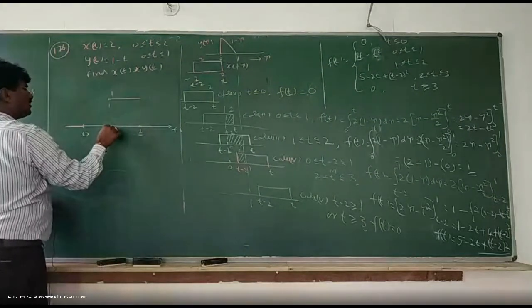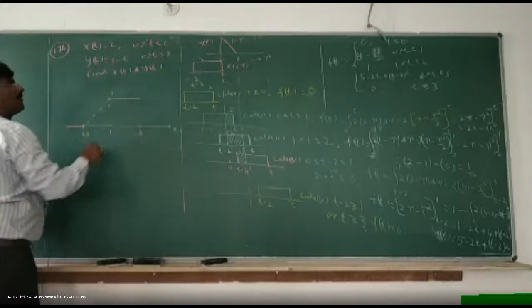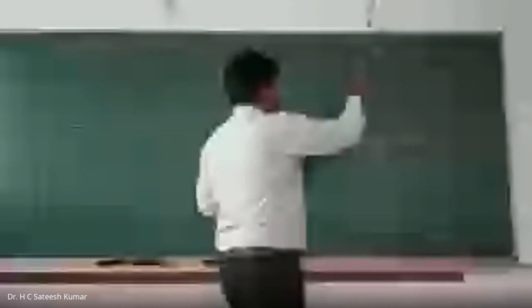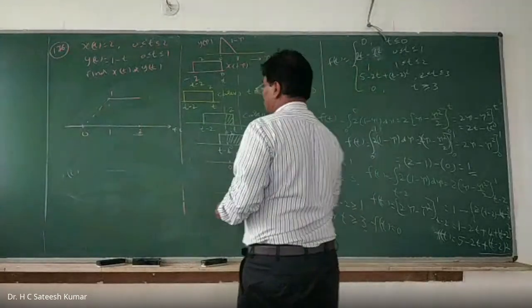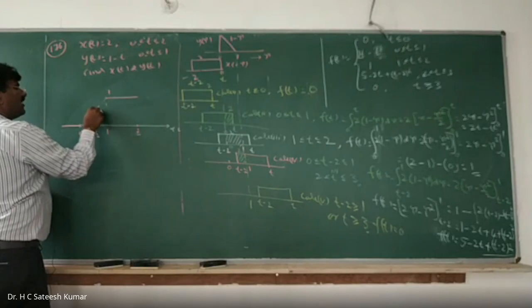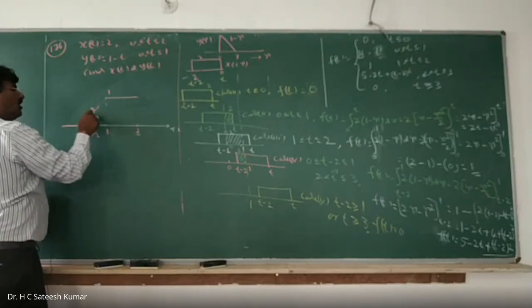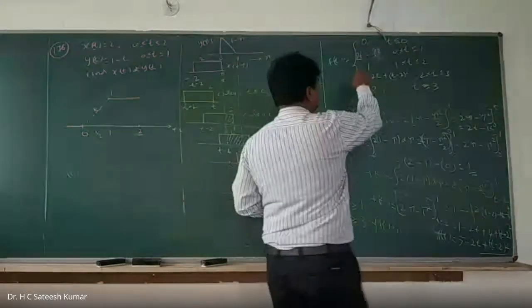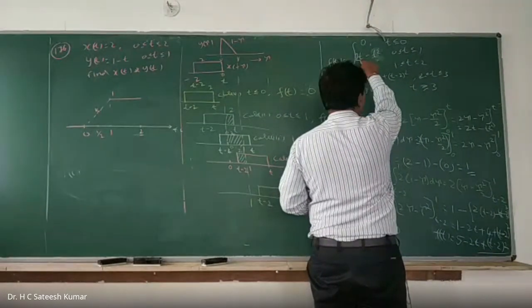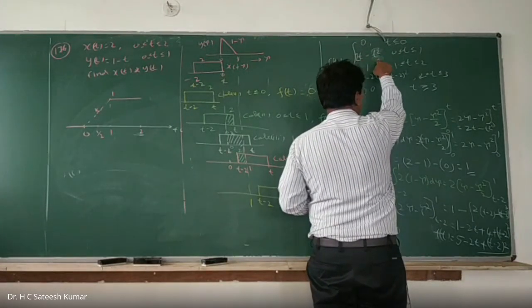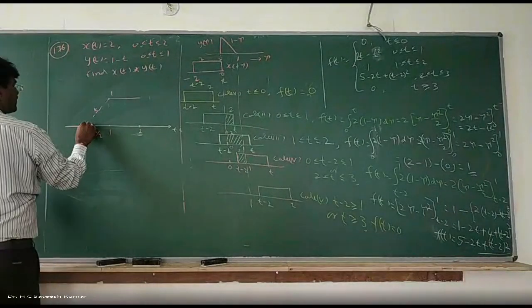What do we have from 0 to 1? A parabola, since we have t square now. A parabola can open either top side or bottom side, so what should you do? Take the halfway point. At the halfway point, the value should be half. If it is less than half, it is below; more than half means above. So put t equal to half here. 2 into half is 1, half square is 1 by 4, so 1 minus 1 by 4 is 3 by 4. Therefore, it is above half.